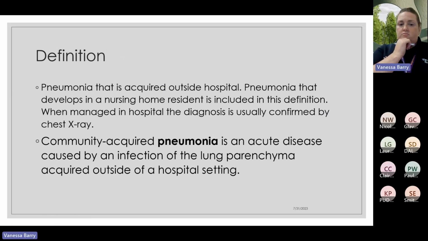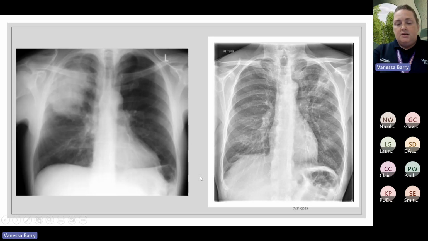So looking at the definition, community-acquired pneumonia is a pneumonia acquired outside a hospital, and it also includes that which develops in a nursing home. When managing in hospital, we usually confirm this with an X-ray, but sometimes in the community that's not possible. I'm aware of that, but it's an acute disease of the parenchyma caused by an infection. Sometimes that can be viral, sometimes bacterial, and usually acquired outside of the hospital setting.